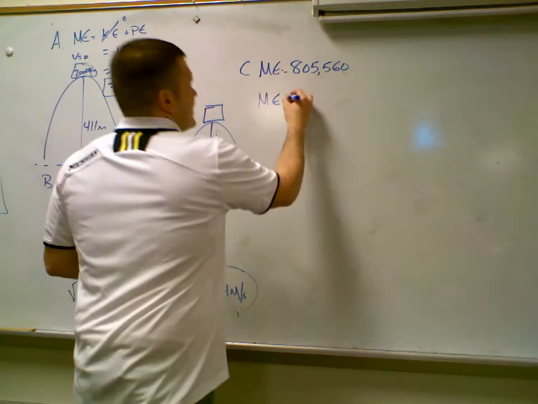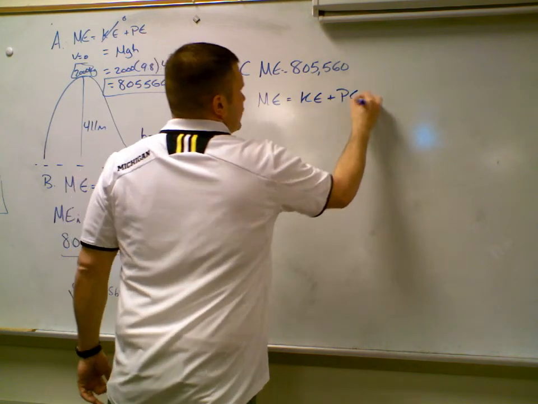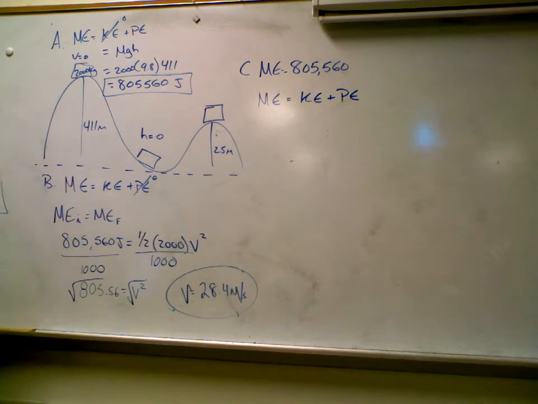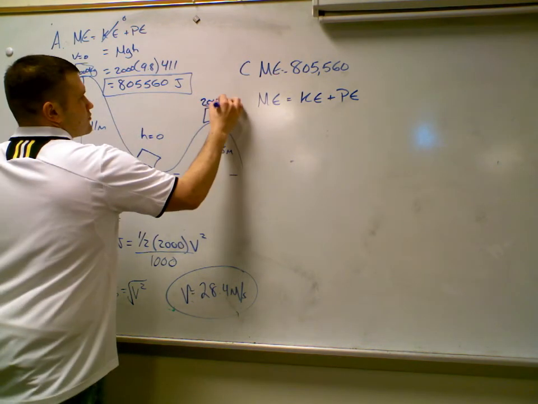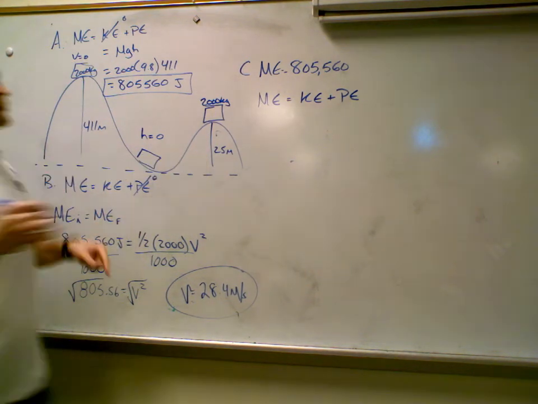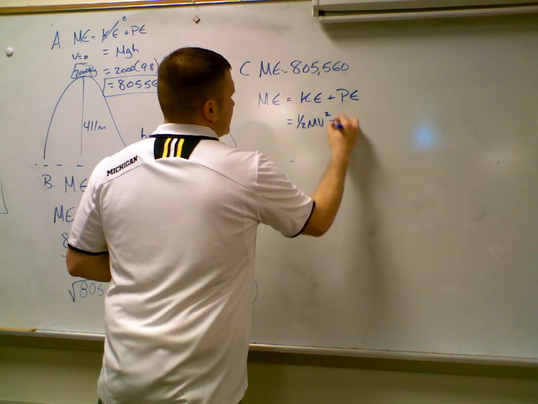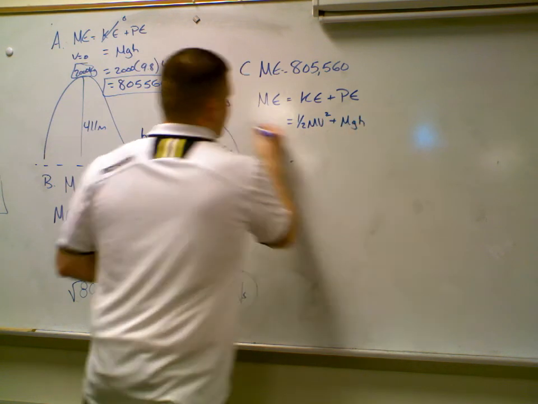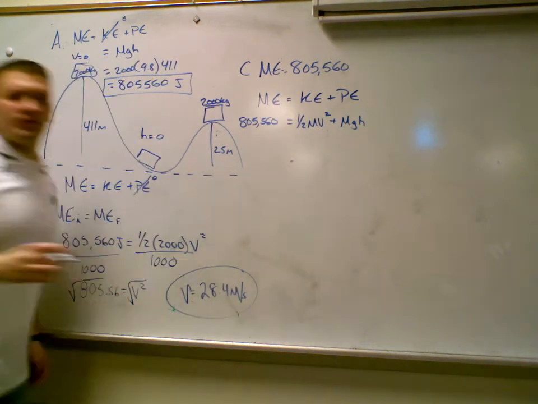So that means I need to keep KE and PE both, right? What's our mass still? 2,000, right? What's the height here? 25. We want to find the velocity. So we know 1/2 mv squared plus mgh equals that 805,560 number. It's a big number, right?